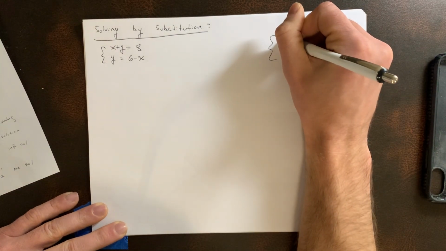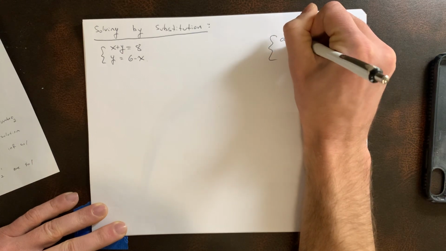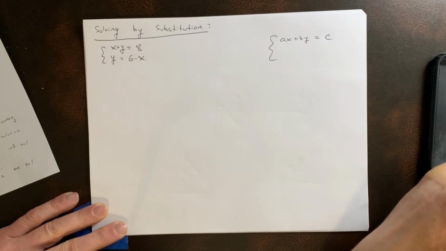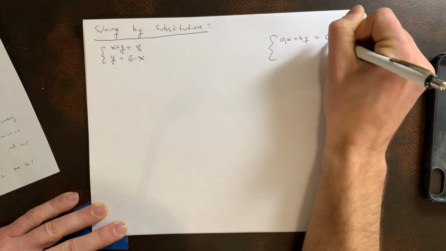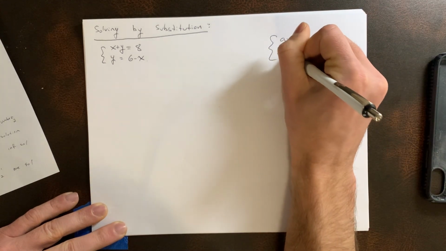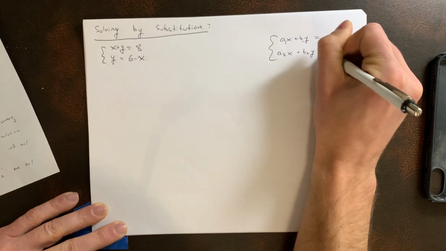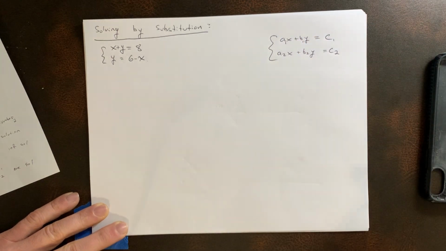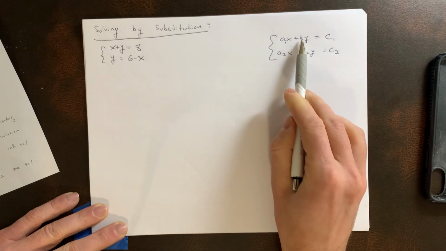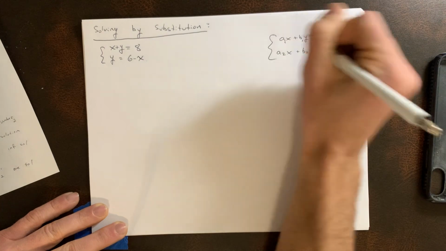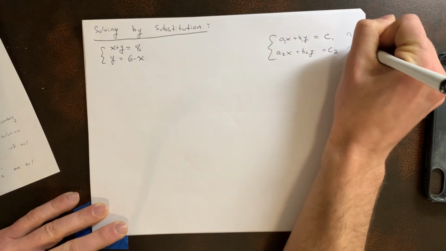So the main idea is we're going to be given, again, two equations. Say a1 x plus b1 y is equal to c1, and then a2 x plus b2 y is equal to c2. This is just the general form here. These a1, a2, b1, b2, c1, c2 are just numbers. So this could be equation 1 and equation 2.